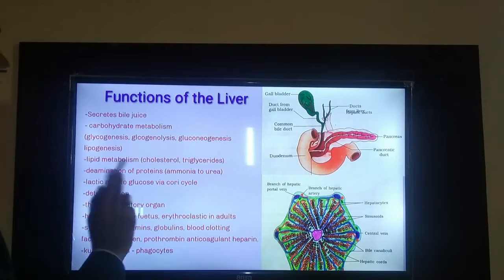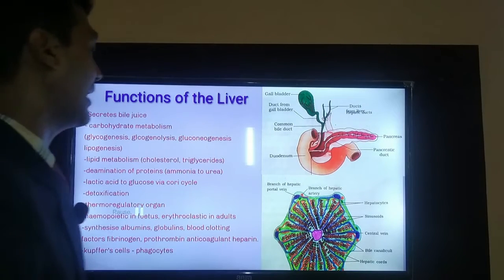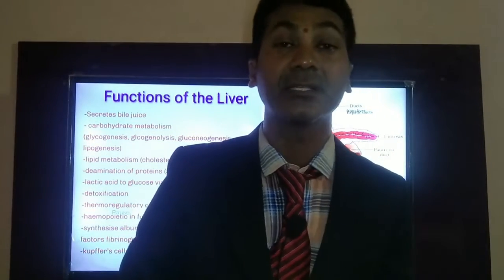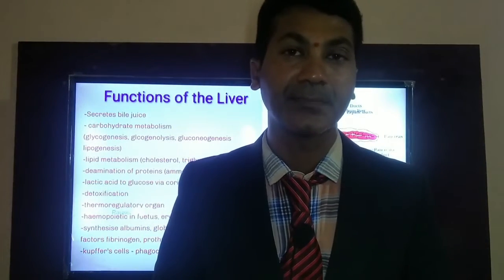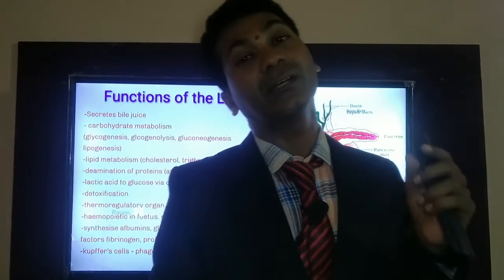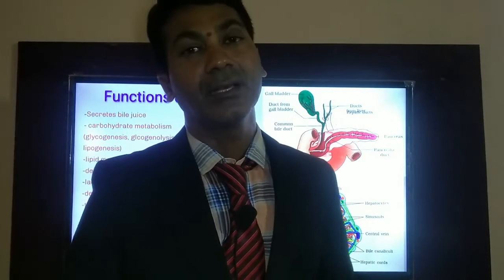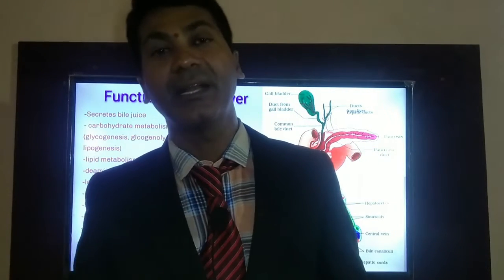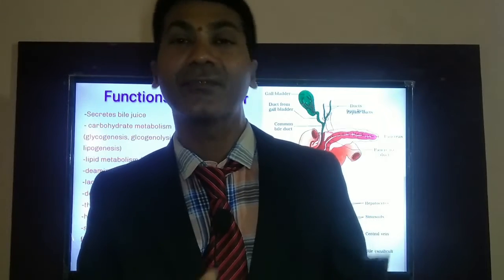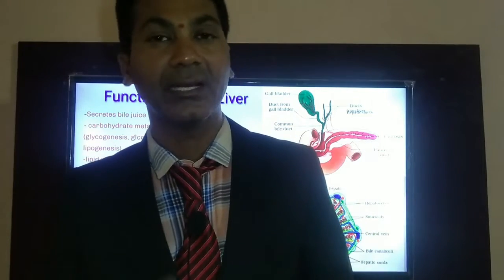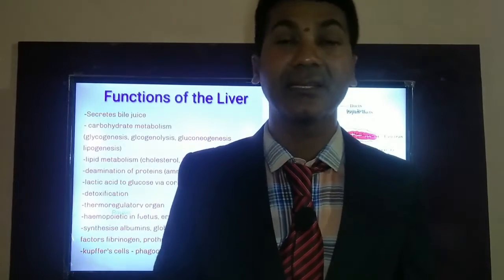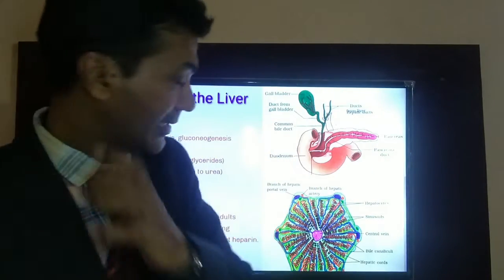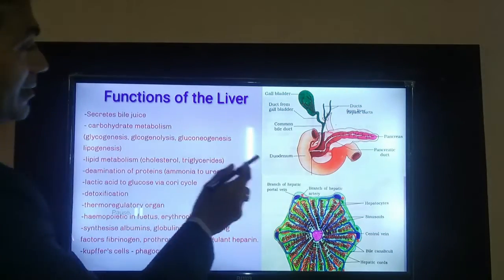And deamination of protein. This is very important, as we are ureotelic animals. But primarily in our body, ammonia will form as an excretory substance. This ammonia forms from the amino acids. The amine group is separated or extracted from the amino acid to form the ammonia, basically. So that ammonia is converted into urea by the ornithine cycle. That ornithine cycle is performed by the liver itself.